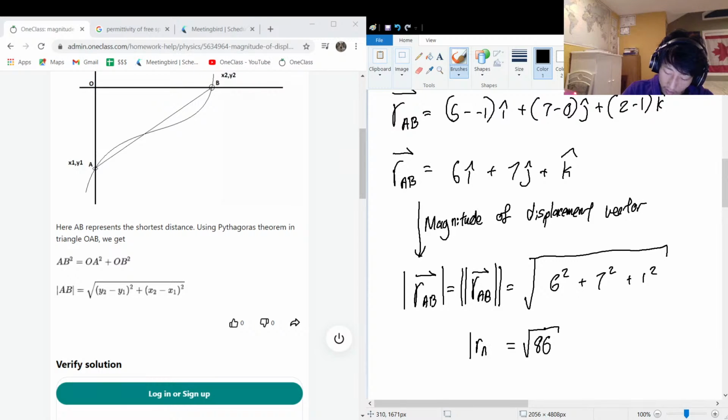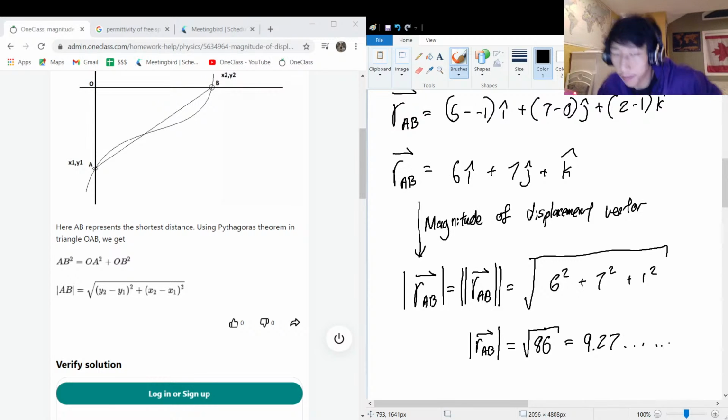Is equal to RAB, which in this case is R to the power of 0.5, which is the same as the square root of 9.27 on and on and on, because that's a big, long, decimalicious number. So we can just write it like that.